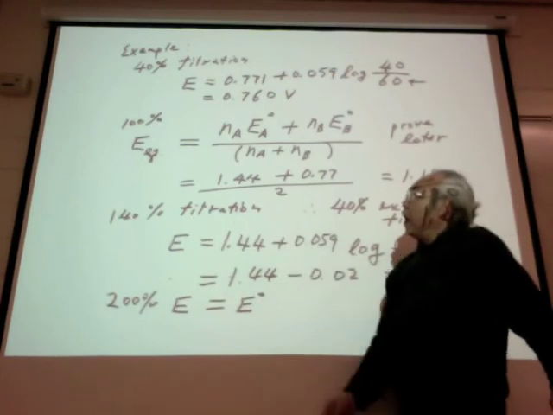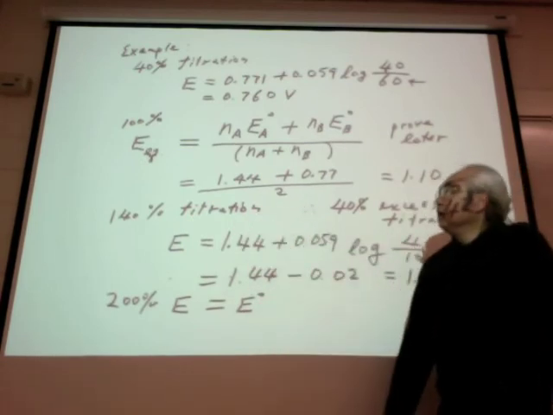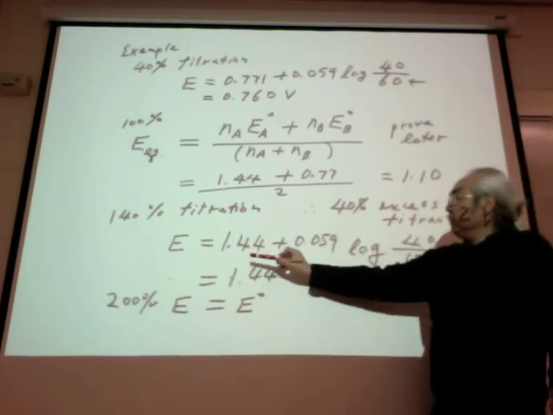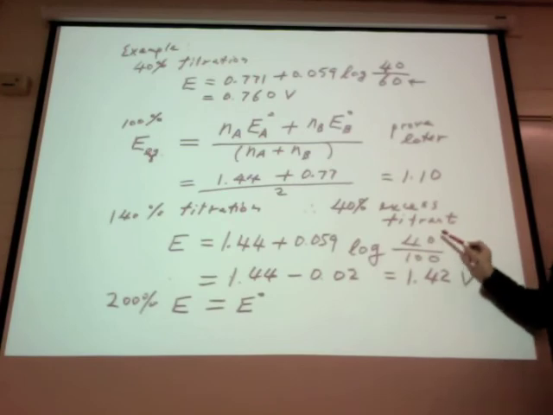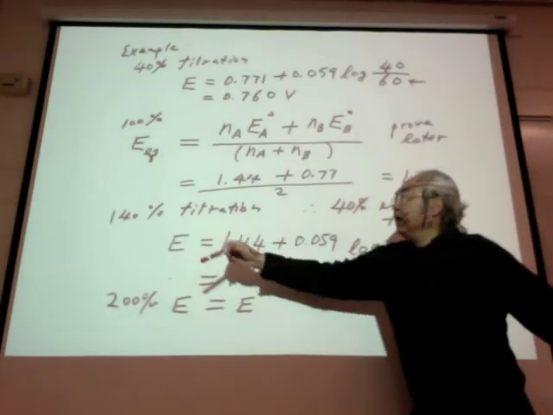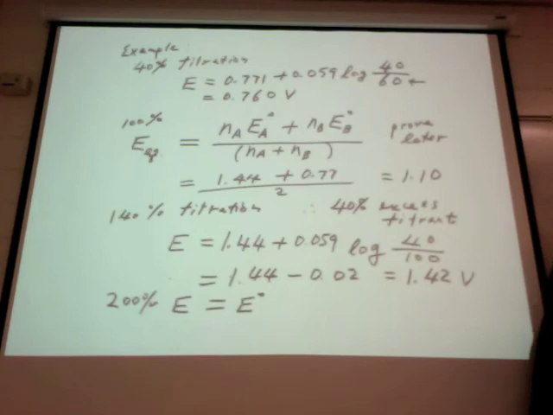Now here, beyond the endpoint, you're going to use the titrant, right? So the Nernst equation will be this one. So the E naught, so it's 40 over 100. So it's 140, right? So it's going to be 140 somewhere, so if 40 changes, 100 over 100. So that is the potential.